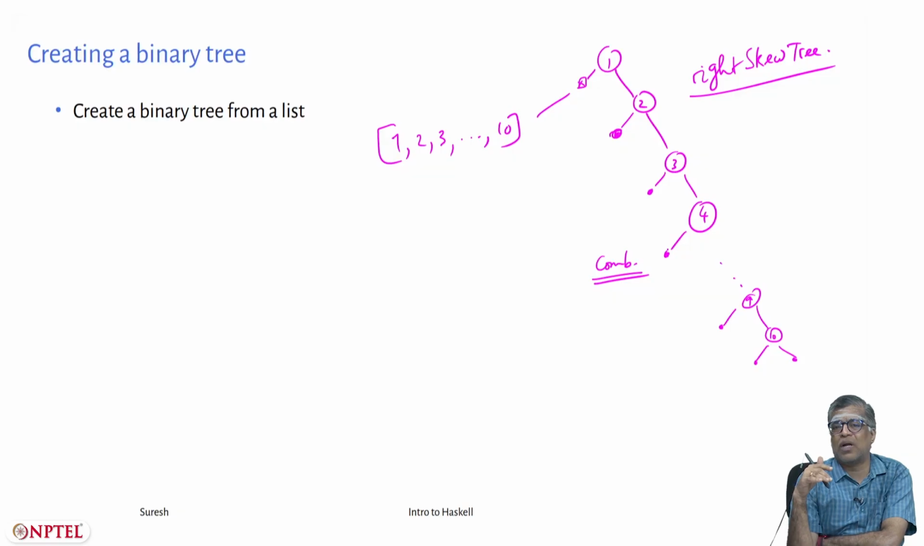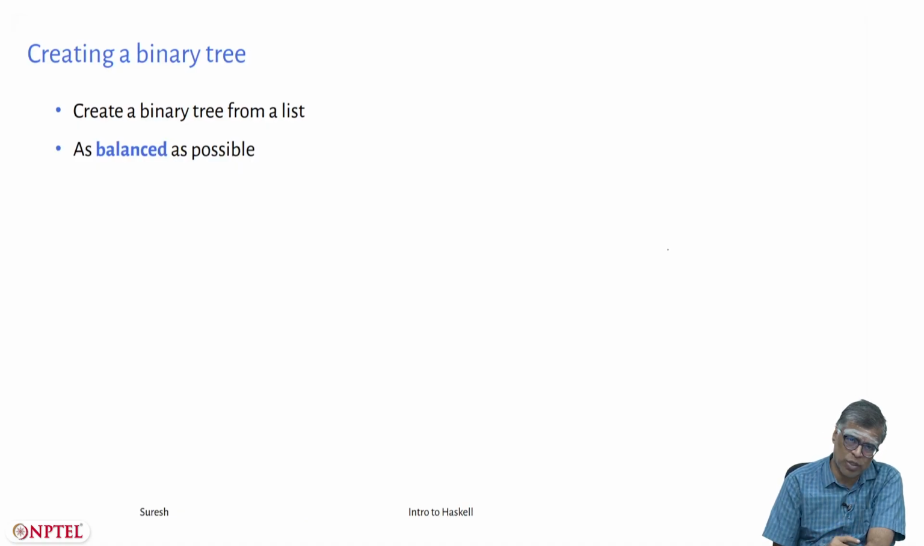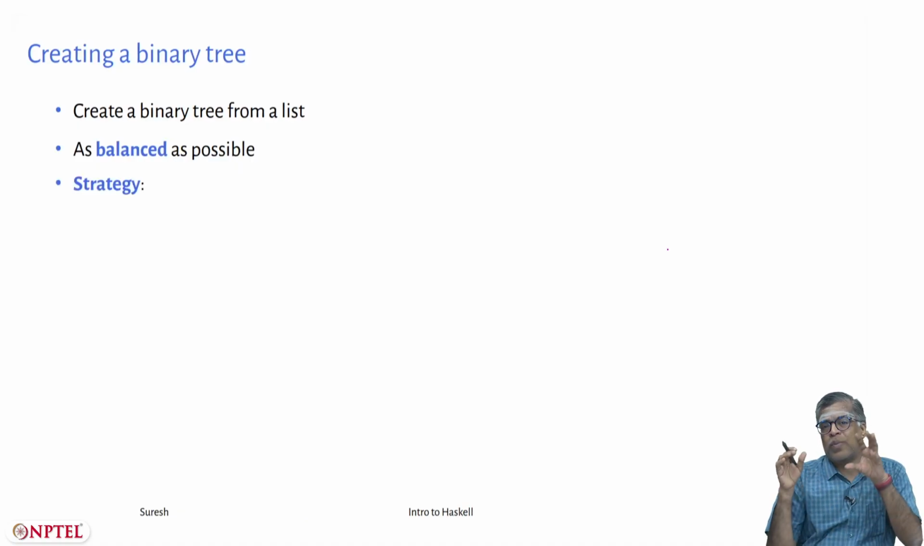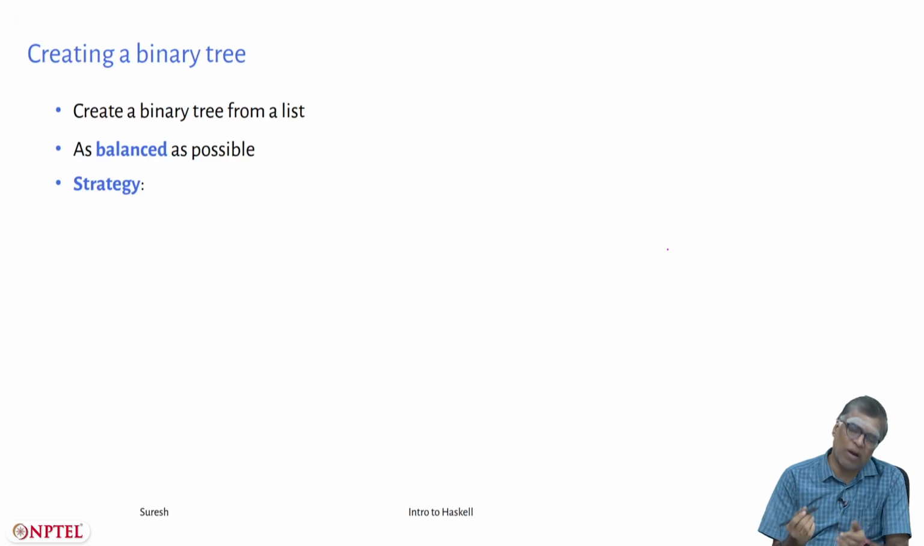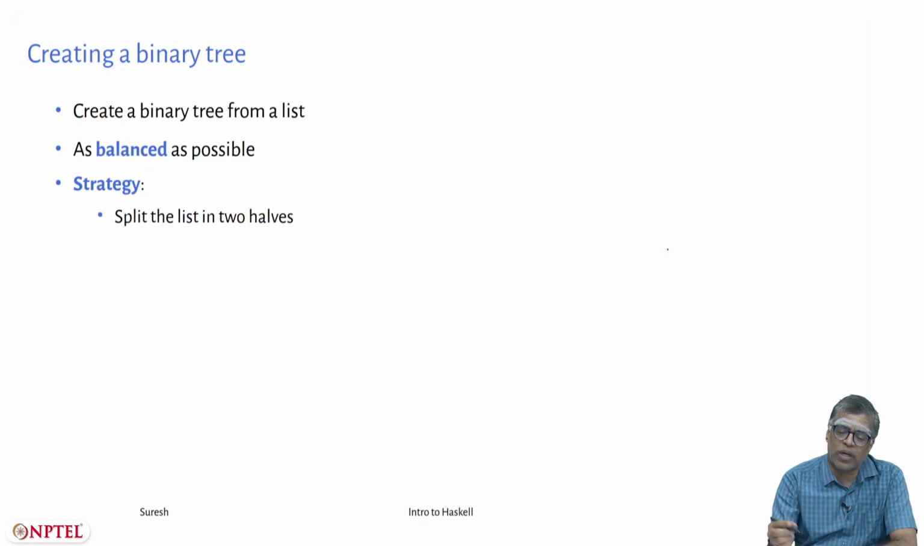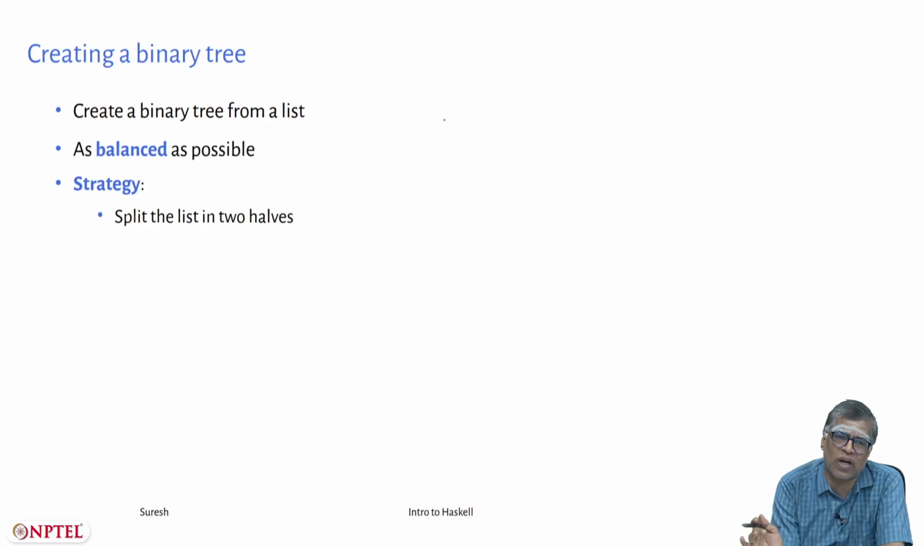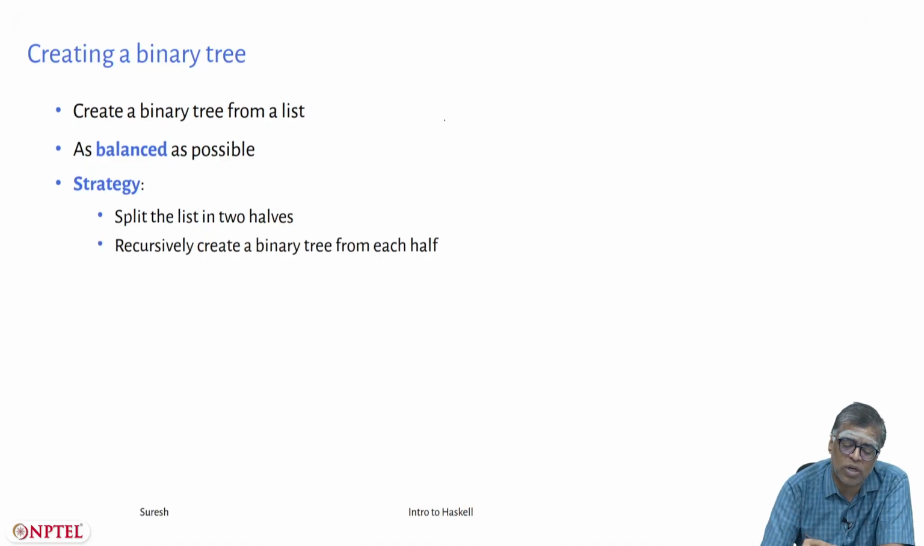What I want is that you create a binary tree from a list, but the tree should have as small a height as possible. Let's try to see how to do that. As balanced as possible, not just as small a height, and you will see that it's really perfectly balanced the way we do it. The strategy is to split the list into two halves, create a tree with the left half, create a tree with the right half, put a root on the top. So recursively create a binary tree from each half and join them together.